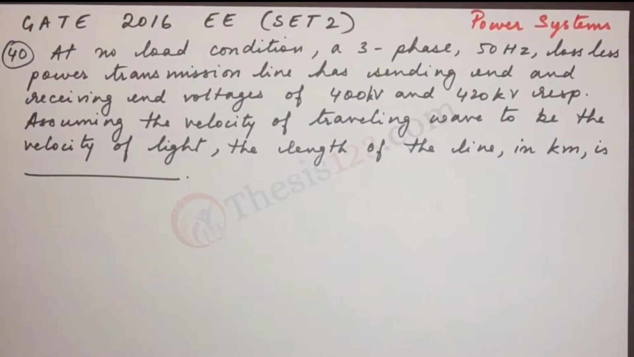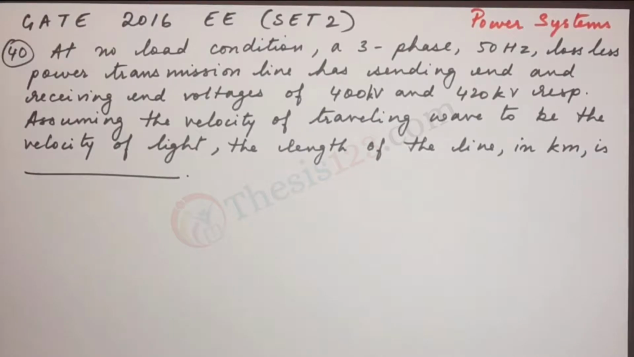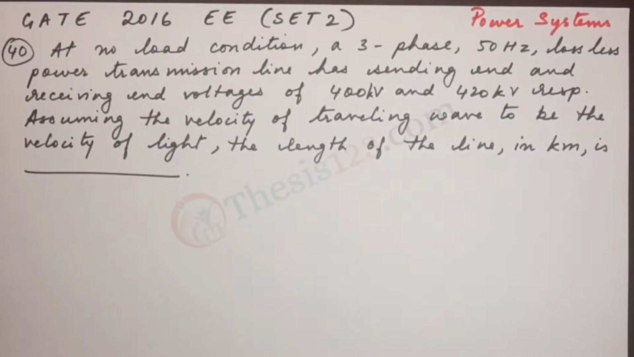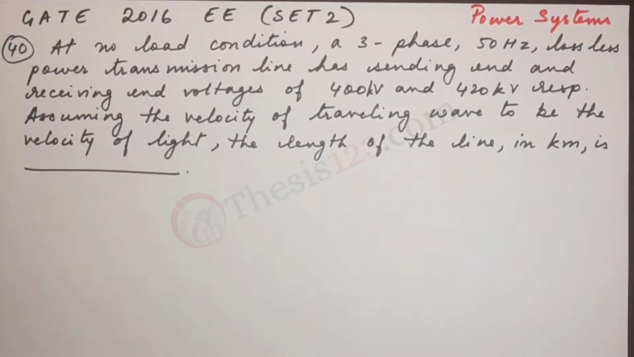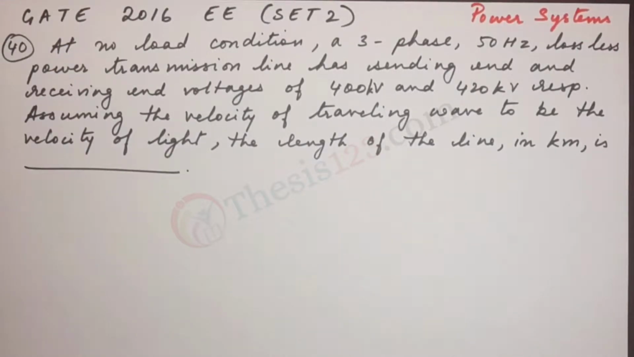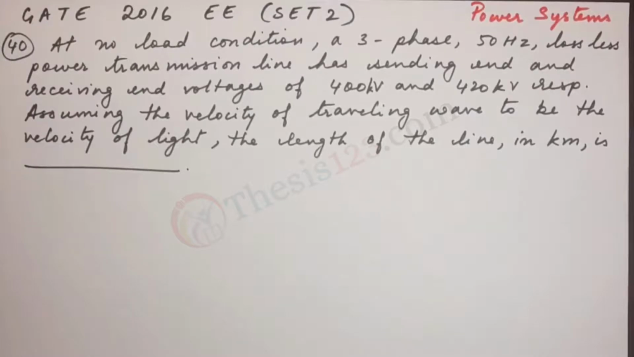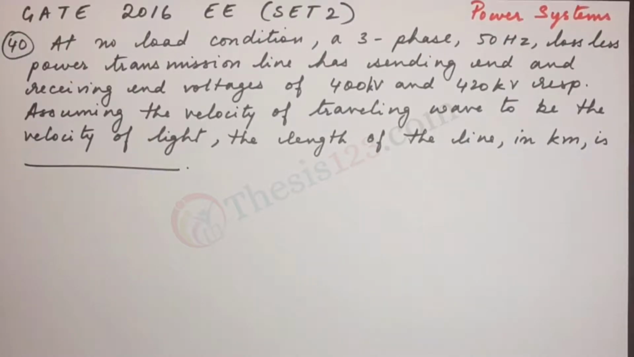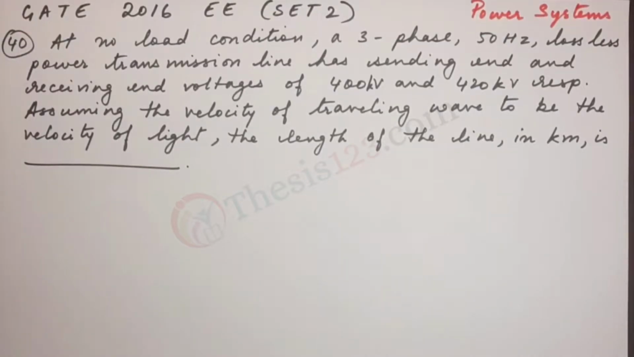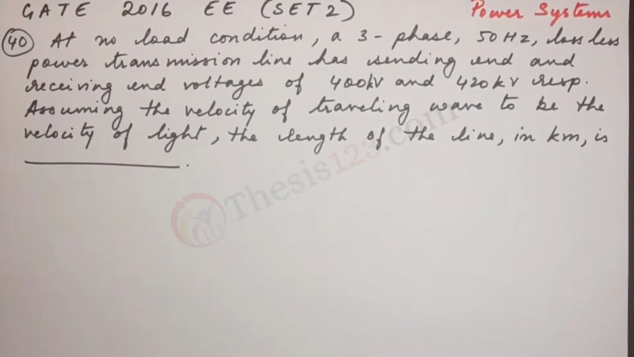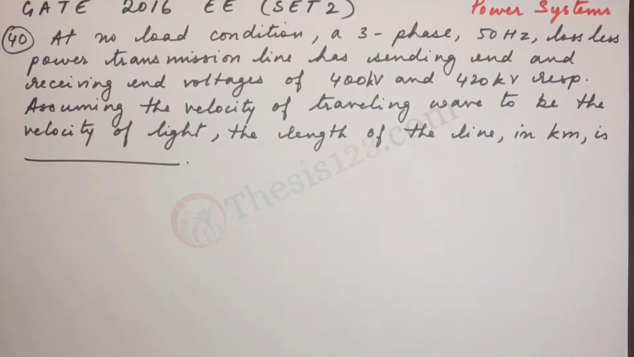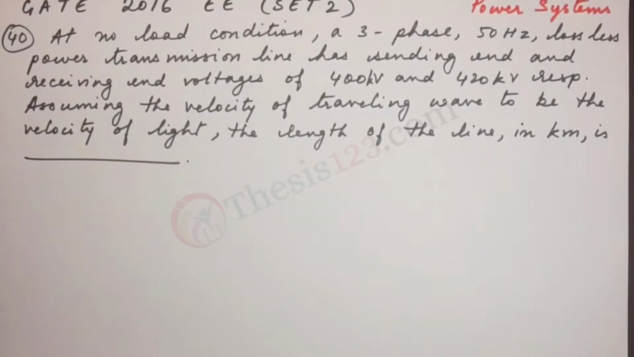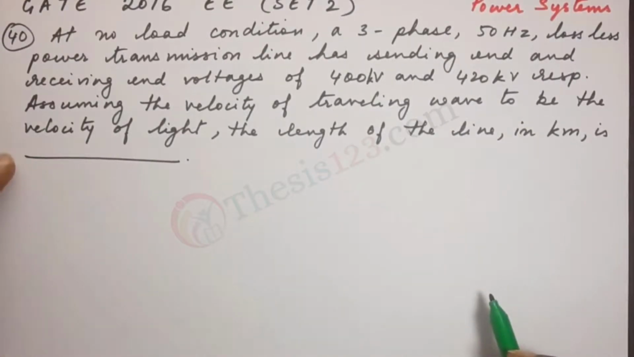Question number 40. At no load condition, a 3-phase 50 Hz lossless power transmission line has sending end and receiving end voltages of 400 kV and 420 kV respectively. Assuming the velocity of traveling wave to be the velocity of light, the length of the line in kilometers is dash. Okay, so let's first write down what's given to us.